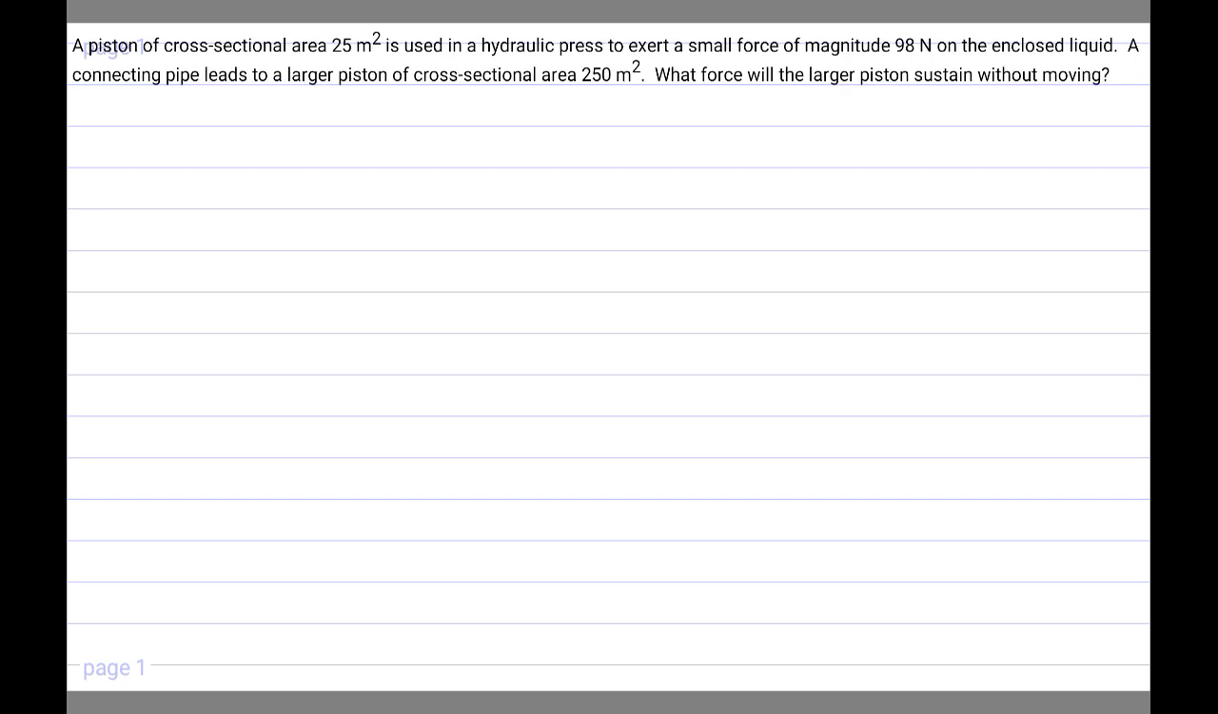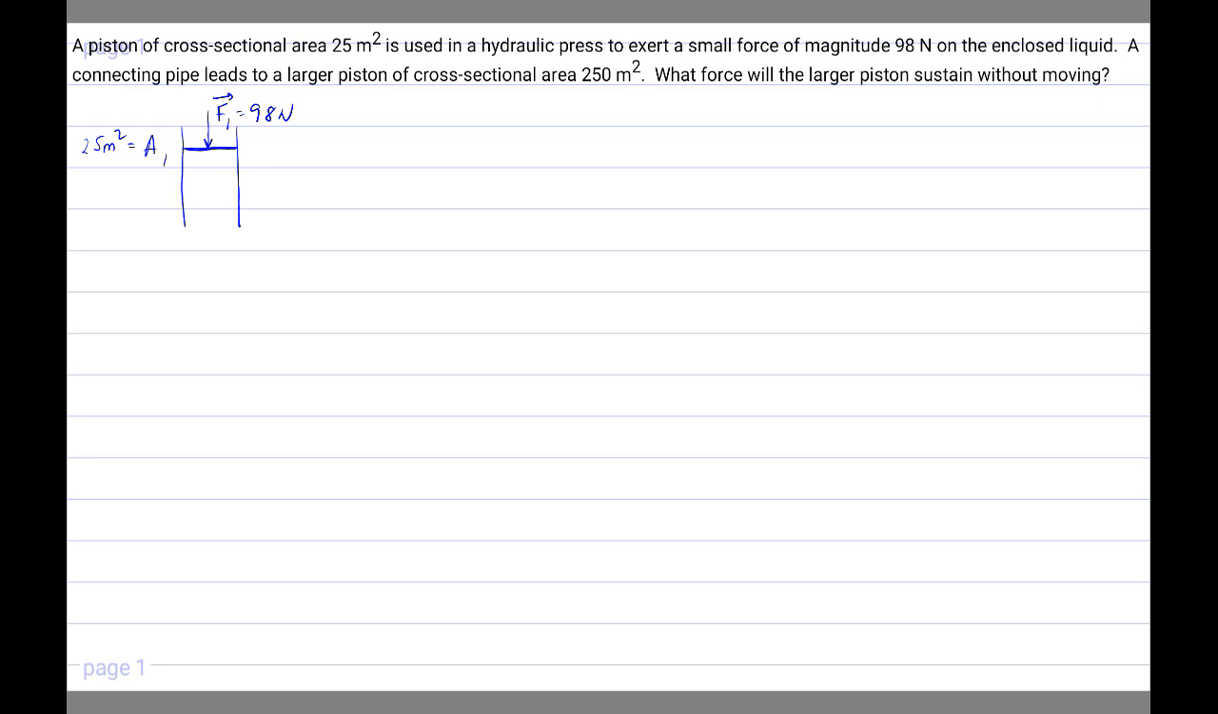So what do we have? We have a piston of cross-sectional area A1, and that would be 25 square meters. And we can exert a small force on that. And let's call this force F1, and it has a magnitude of 98. So F1 is 98 newtons.